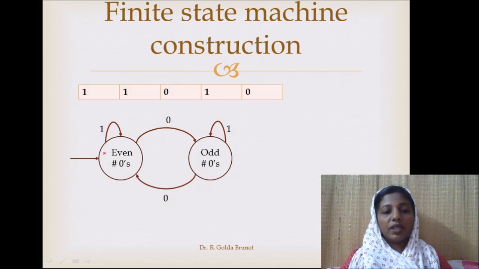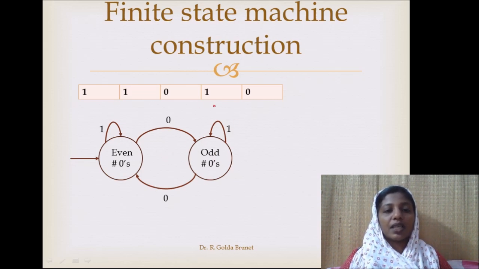Now we have to decide from which state we have to start this machine, whether we have to start from this even number of zeros or odd number of zeros. I know if I am in even number of zeros and a zero comes, I have to move to this state. And from this state, if I get a one, I will remain in the same state. And if I get a zero from this state, I have to go to this state. All these transitions are defined. But where do I start?